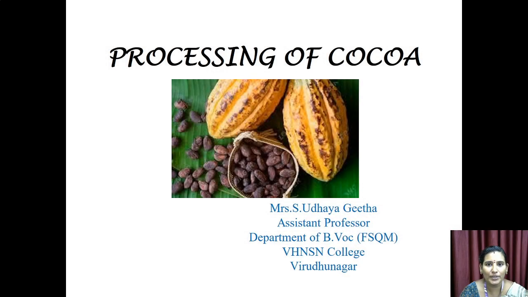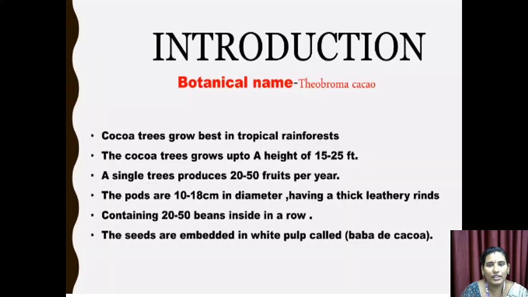Let us see the topic on processing of cocoa. First, introduction. The botanical name of the cocoa bean is Theobroma cacao. Cocoa trees grow best in tropical rainforests. The cocoa trees grow up to a height of 15 to 25 feet. A single tree produces 20 to 50 fruits per year.